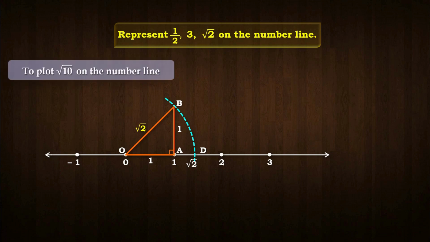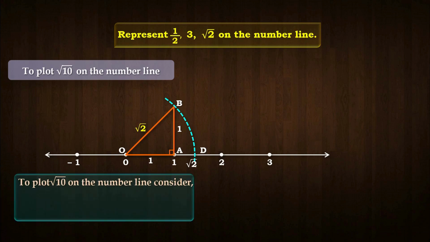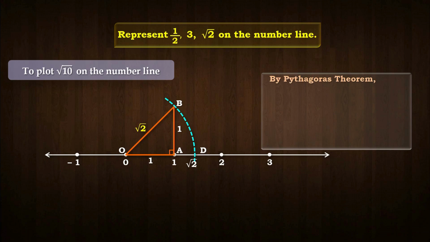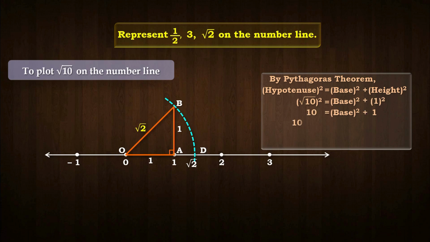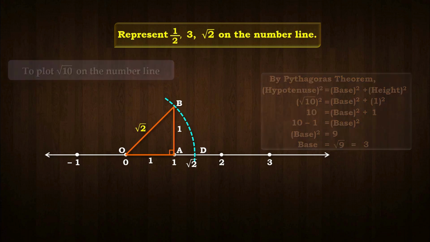So now if we need to plot root 10 on the number line, what are we going to do? To plot root 10 on the number line, we will consider that hypotenuse equal to root 10 and we will always consider the height as 1 and we have to find the base. So again take a look at how to find the base. Hypotenuse square equal to base square plus height square. So base square equal to 10 minus 1, that is base square equal to 9. So base equal to 3.